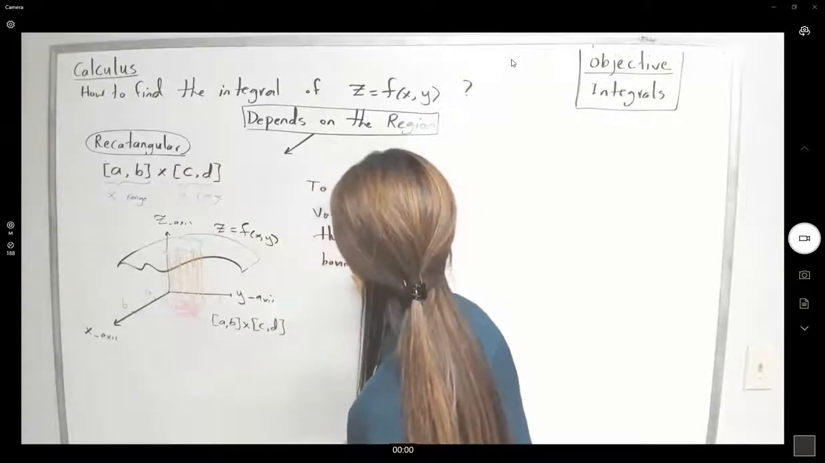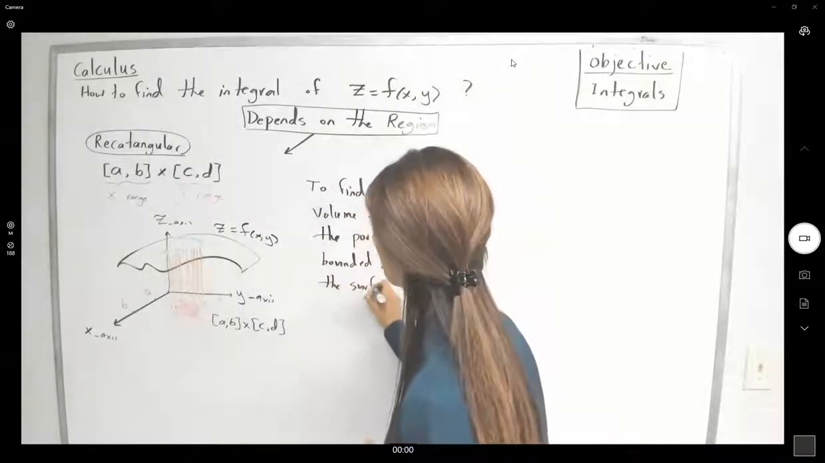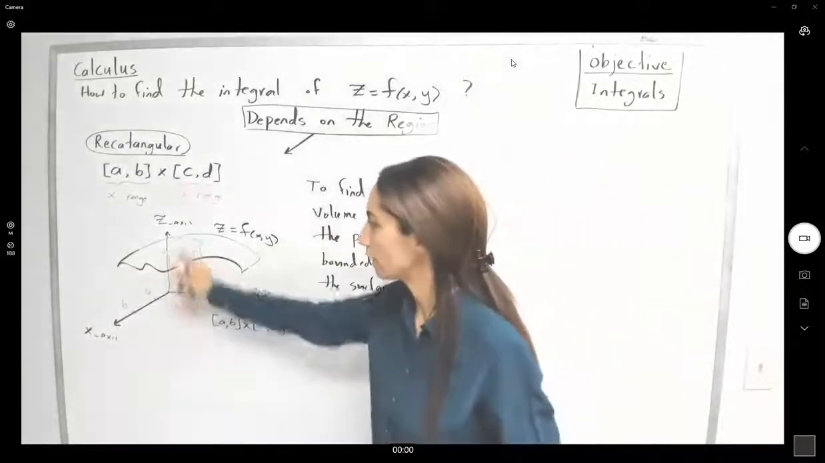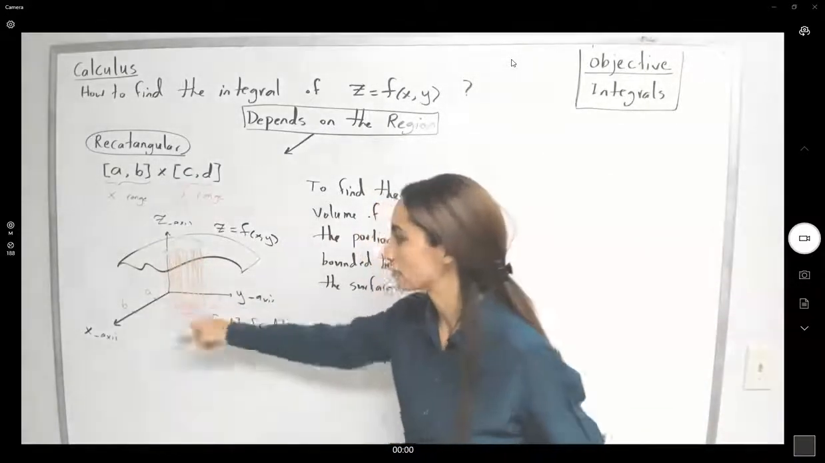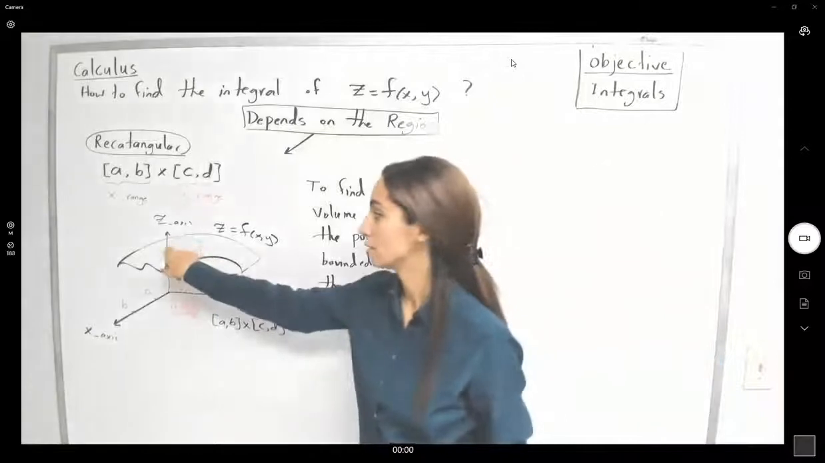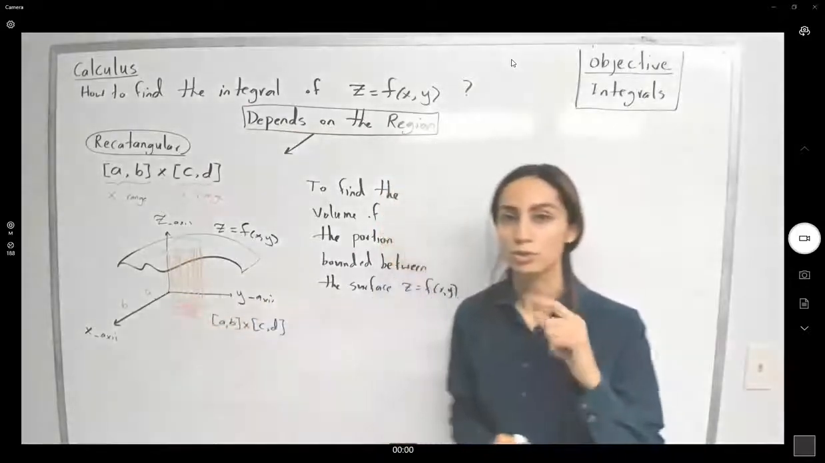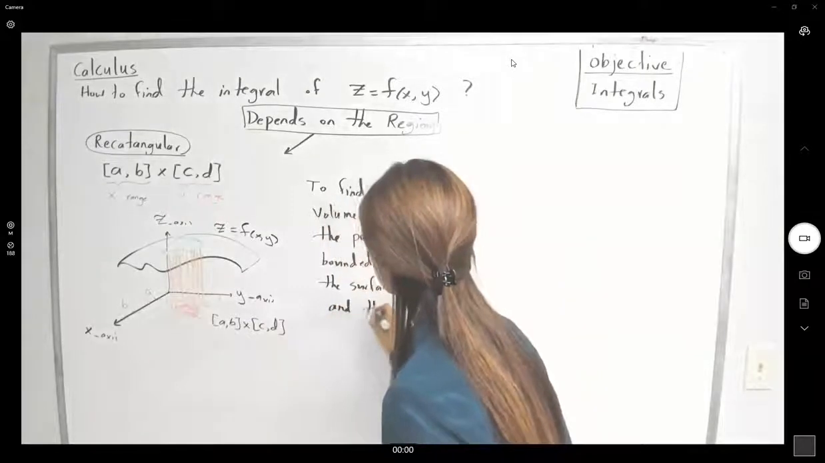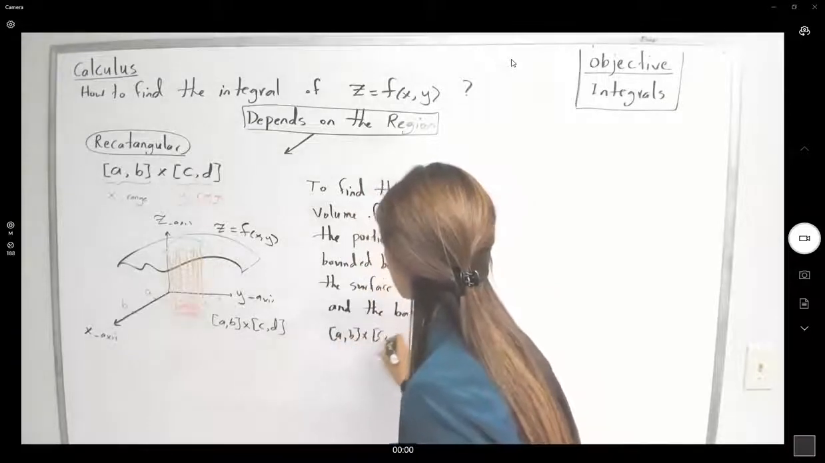bounded between the surface, z equals f of x and y. So here you have your heights. These are the heights. You have the base, multiply them together, and since this is not a flat surface, we don't have the exact measurement, so that's why we have to use the integral. So surface z and the base [a, b] times [c, d].